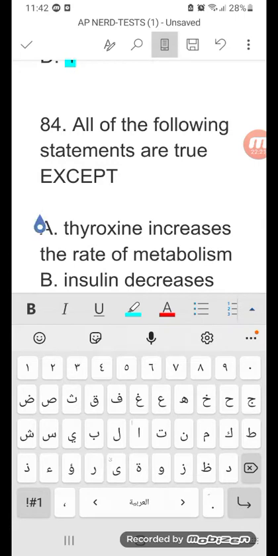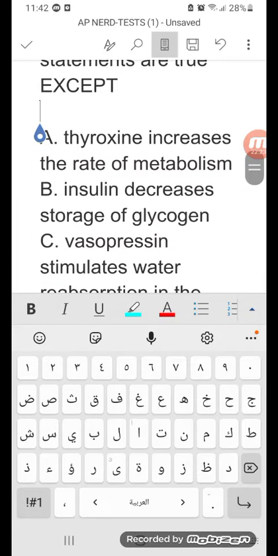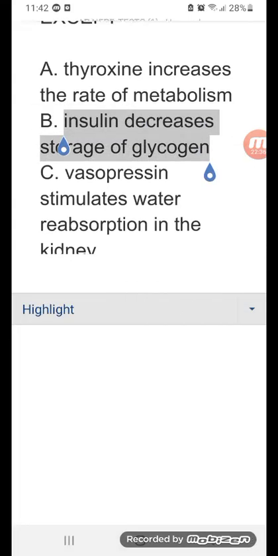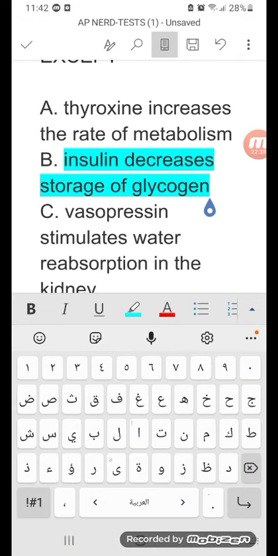All of the following statements are true except: thyroxine increases the rate of metabolism. It's true, it does. Insulin decreases the storage of glycogen. No, of course, this is the answer because they said except. Insulin will increase the storage of glycogen.